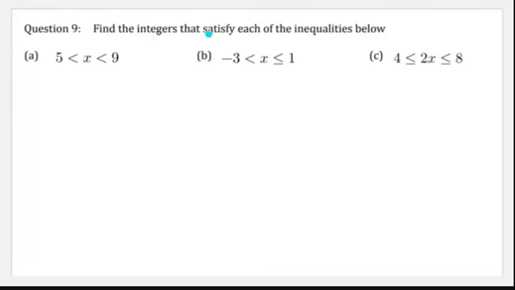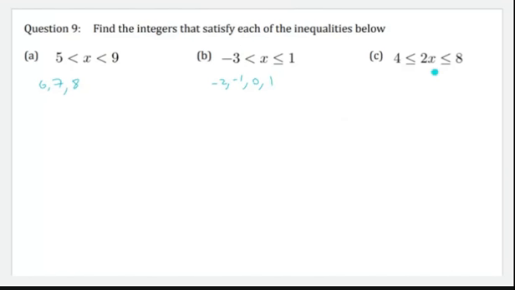Next, find the integers that satisfy each of the inequalities below. Well, this one's good. So we're not allowed 5, but we can have 6. We can have 7. We can have 8. We can't have 9 because it's not including 9. The next one, we're not allowed minus 3, but we can have minus 2, minus 1, 0. We can have 1 because it's less than or equal to 1.